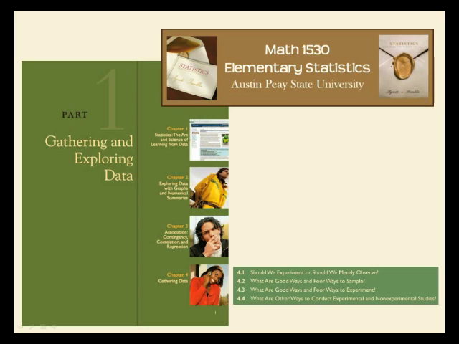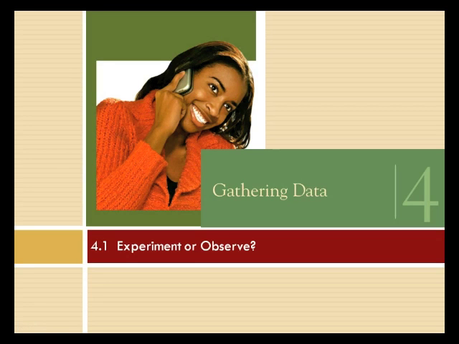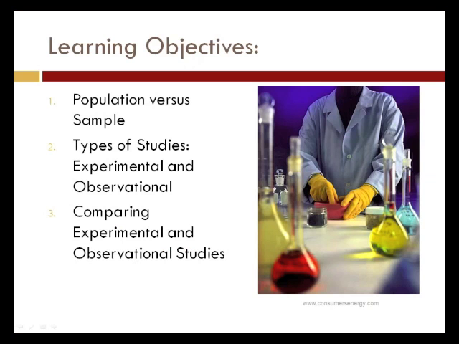experiment and observe. So to experiment or to observe, we'll talk about population and sample. We've already mentioned it a little bit, and we'll talk about it here too. We'll talk about experimental and observational studies. Those are the two types of studies, the two ways that you go about gathering data. We compare experimental and observational studies.